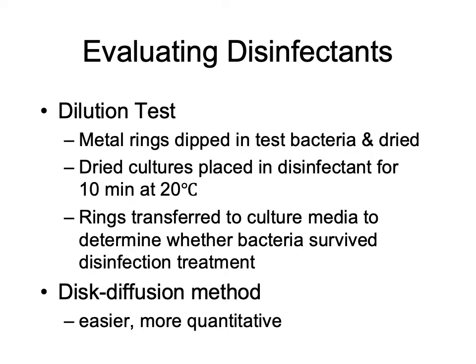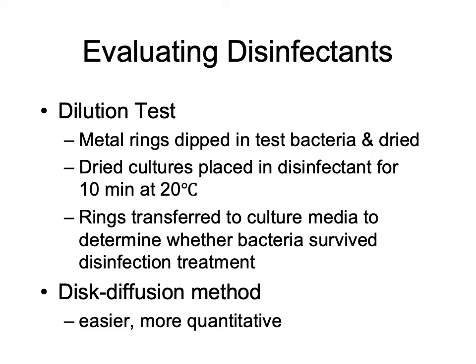An old school method of evaluating the effectiveness of a disinfectant is the dilution test. You take these metal rings and you dip them in whatever bacteria you are trying to see if a disinfectant works on. So you dip it in the test bacteria and then you let it dry. And then you take that ring with the dried bacteria on it and you place it in disinfectant for 10 minutes.